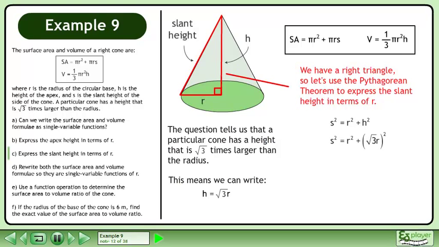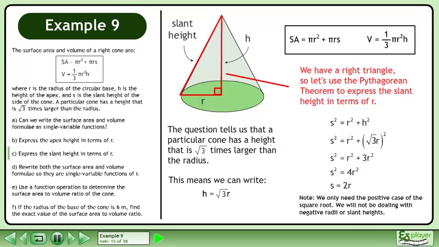Replace h with √3 times r. Square the term √3 times r to get 3r squared. Collect like terms to get 4r squared. Square root both sides to get s equals 2r. Note that we only need the positive case of the square root. We will not be dealing with negative radii or slant heights.